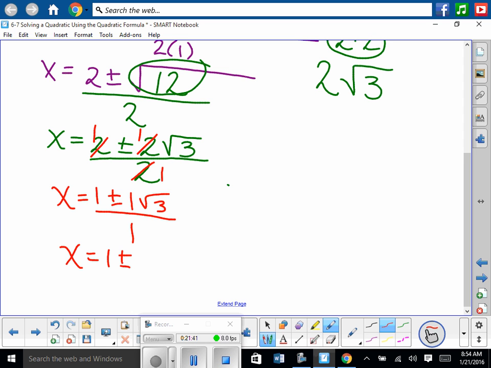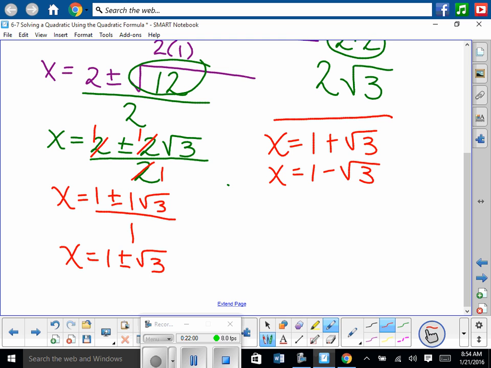Do I need to write 1 square root of 3? No, right? 1 times the square root of 3, isn't that just the square root of 3? Yes. So I have the square root of 3. So there's our 2 answers. x is equal to 1 plus the square root of 3, which we saw answers like that yesterday, and x is equal to 1 minus the square root of 3.